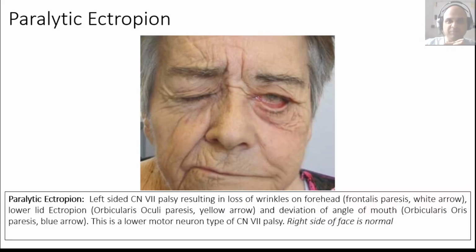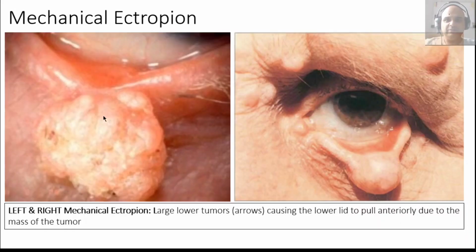And the very important bit when you're looking at a patient who has paralytic ectropion is to ensure that you do your complete neurological cranial nerve examination. So this is a mass, this is a tumor, two different types of tumors which are pulling the eyelid margin away, again the lower lid, to cause ectropion.